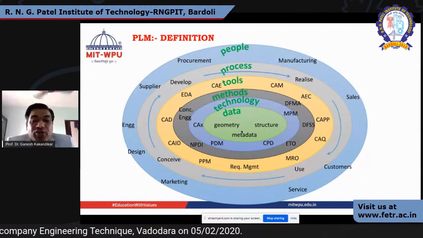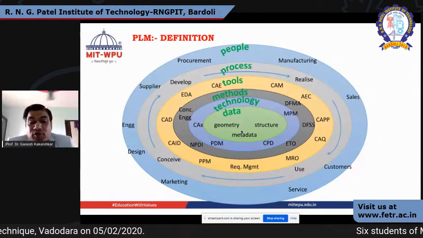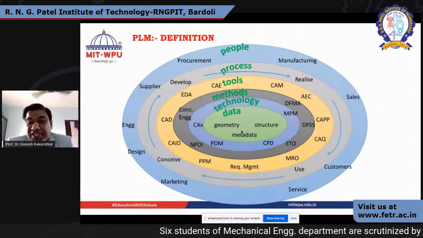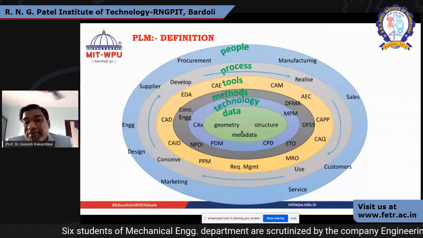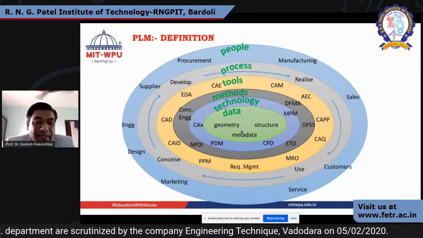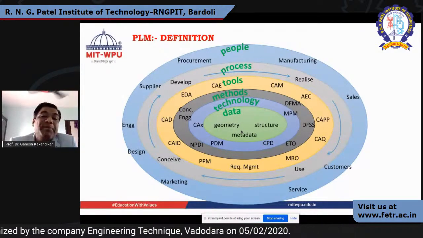The same thing was happening in industries: we have data which is distributed at different places, data being handled by different people, data being manufactured, data being modified by different people, and data being accessed by different people.